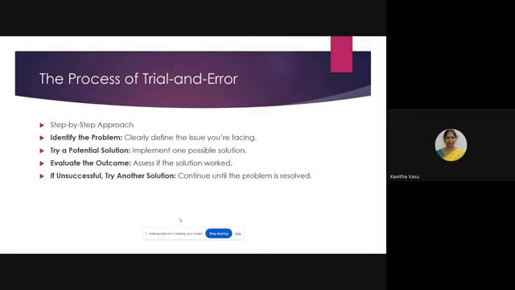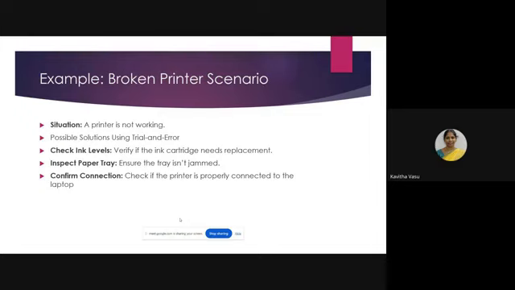The next slide is the broken printer scenario. The broken printer scenario provides a practical example of applying trial and error to a real world problem. The situation here is that the printer is not working. Here we are giving some possible solutions using the trial and error method. This is the example for the trial and error problem solving technique.